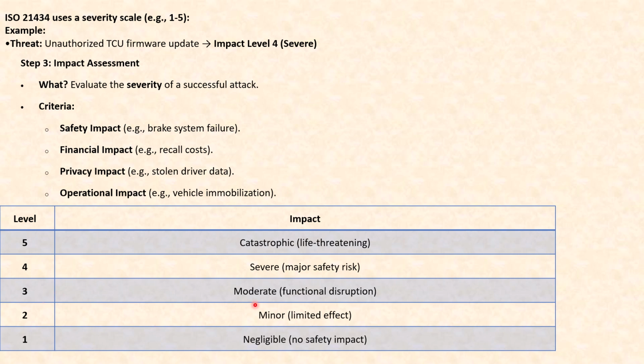Now coming to 3, moderate functional disruption. For example, if limp mode or something fails, then the vehicle may stutter during starting or the movement of the vehicle. Next comes 2 and 1, where 2 stands for minor, which has limited effect, and 1 is negligible, which is no safety impact. So naturally you understand 5 is the most severe impact. If you judge that a given threat can have a severe impact, then it is considered catastrophic and it is given a level 5 rating.